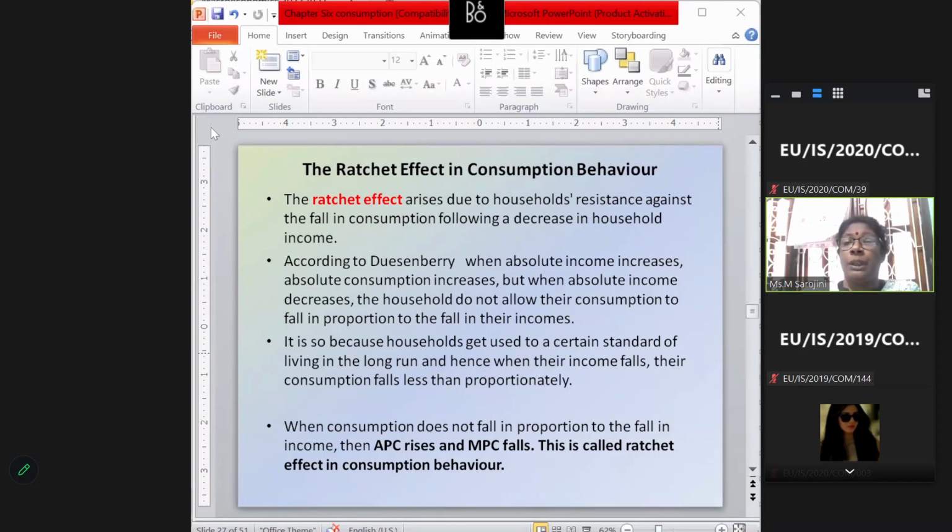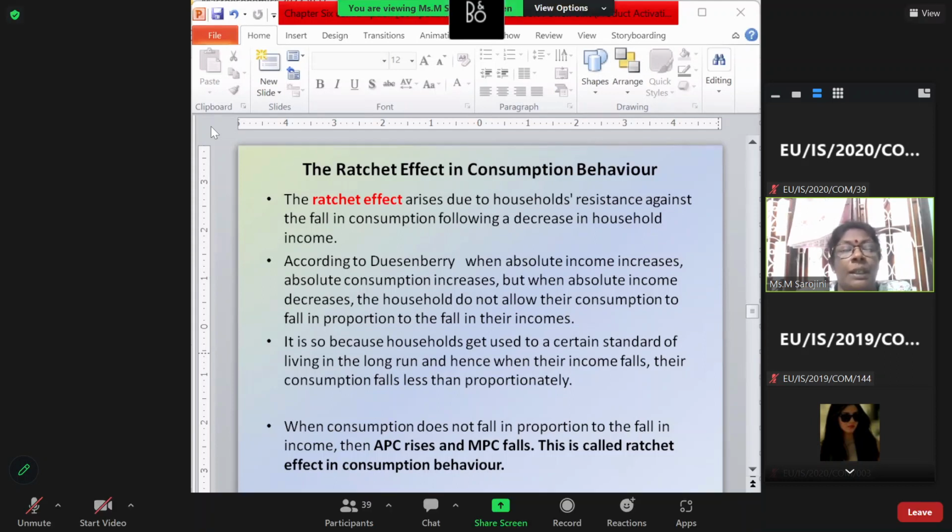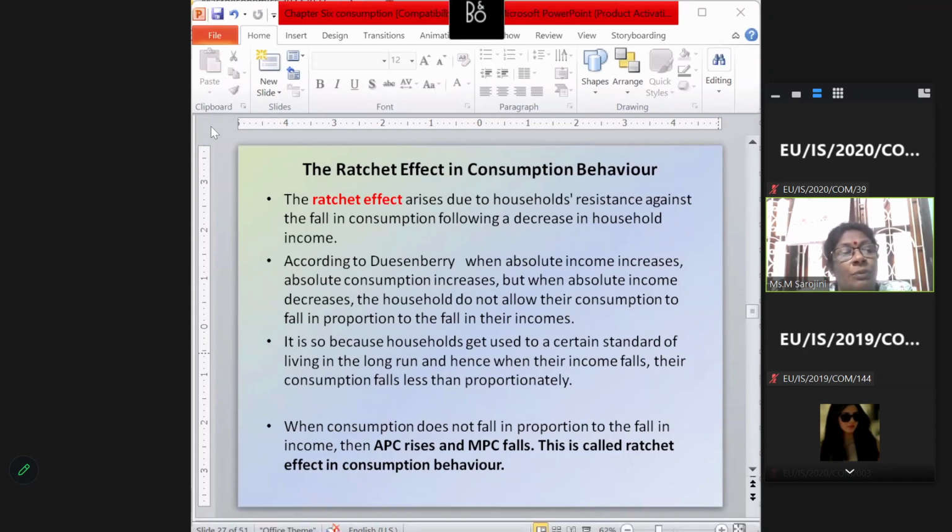With the continuation of the last class, today we have to learn the ratchet effect, isn't it? In our previous class, we discussed the theory of consumption, especially the absolute consumption theory of Keynes, and also Duesenberry's relative income hypothesis. Duesenberry's relative income hypothesis is also called the demonstration effect as well as the ratchet effect.